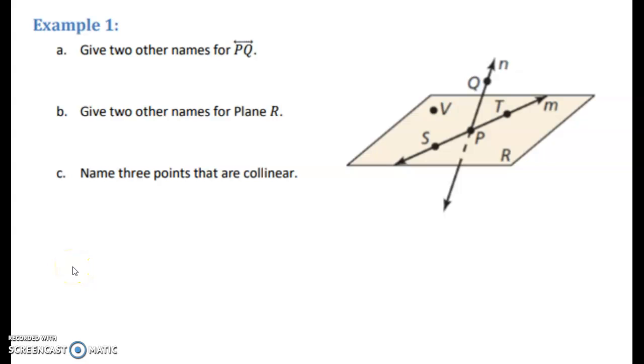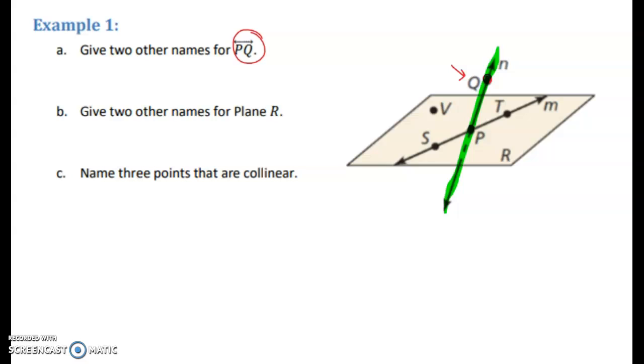All right, so we're going to use our foldable to refer back to all these different terms and symbols to help us with this. So it says on example 1a, give two other names for line PQ, with the line symbol above PQ. So PQ is referring to the line. So here's P right here, and there's Q right here. So it's referring to this line. Let me go ahead and just highlight it. So it's talking about this line right here. So it wants two other names.